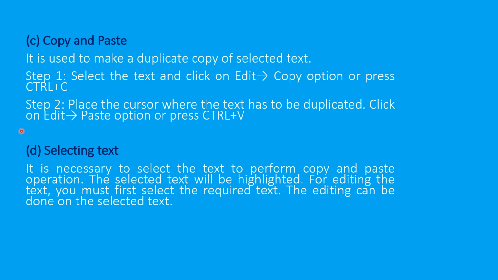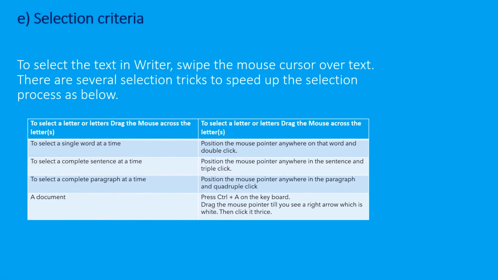Now the next feature is selecting the text. If you want to perform copy and paste, cut, paste, highlighting the text or editing in a particular content, then it is necessary to select the text before performing any operation. Next is selection criteria. In a Writer document, if we want to select text to perform any operation, then we have to swipe the mouse cursor over the text. The Writer document provides several selection tricks to speed up the selection process.